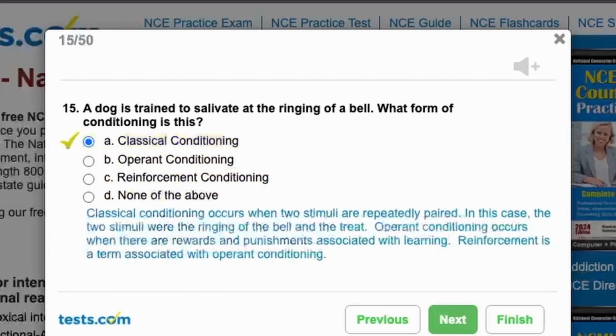A. Classical conditioning occurs when 2 stimuli are repeatedly paired. In this case, the 2 stimuli were the ringing of the bell and the treat. Operant conditioning occurs when there are rewards and punishments associated with learning. Reinforcement is a term associated with operant conditioning.